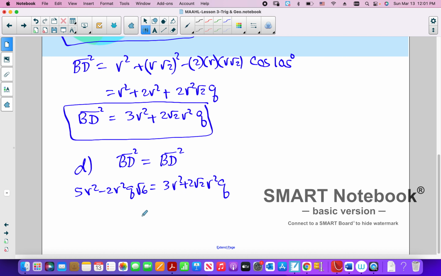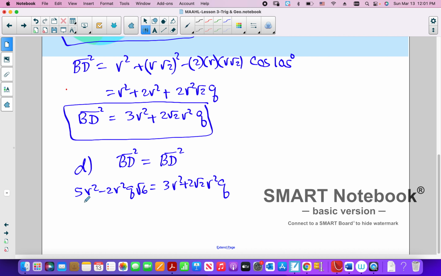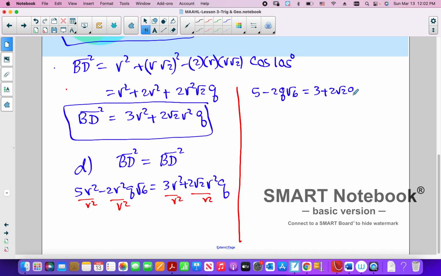Notice that every term has R squared. I can divide the entire equation, left hand side and right hand side, by R squared, and that will simplify to 5 minus 2 cube root 6 is equal to 3 plus 2 root 2 cube. Now move the cubes to one side and the constants to one side.